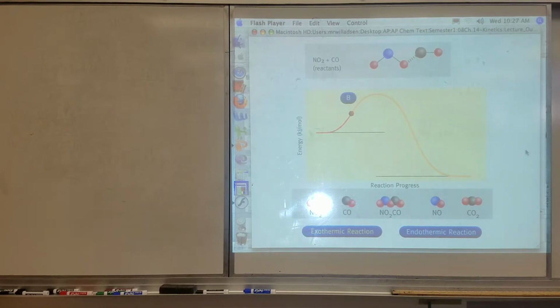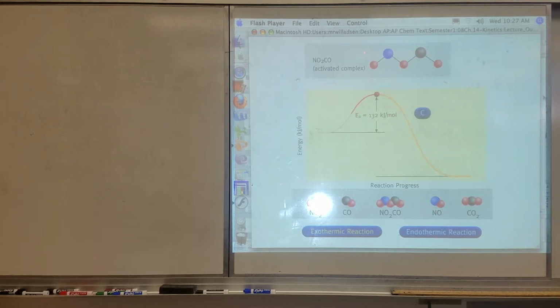When molecules collide, they form an activated complex, which is a temporary species formed by the reactant molecules as a result of the collision before they form a product. In this reaction between nitrogen dioxide and carbon monoxide, the activated complex is NO2CO. The activation energy, which is the minimum energy needed to initiate this reaction, is 132 kilojoules per mole.